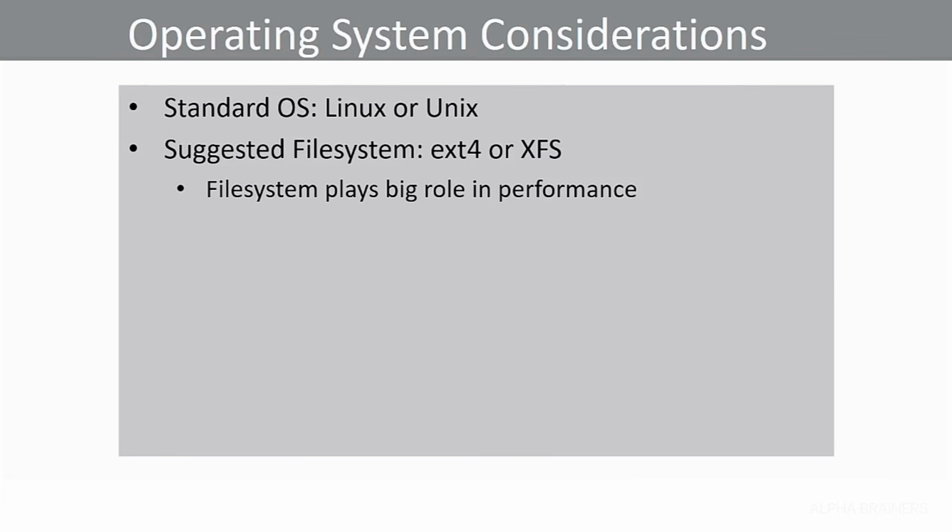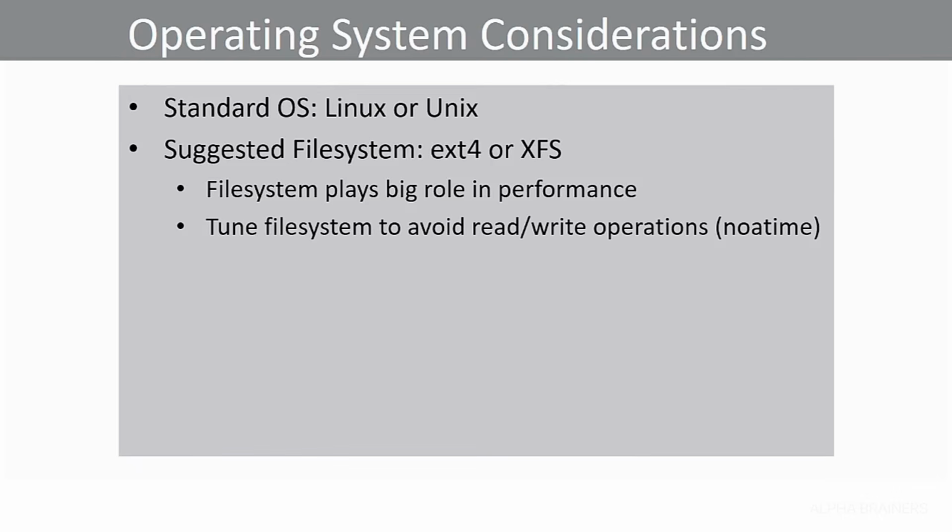File systems play a really big role in performance, so you want to tune the file system. For example, you probably don't want to have the option of atime, which is access time. Access time is an option on file systems that, whenever a file is accessed on the hard drive, it updates a timestamp on that file.